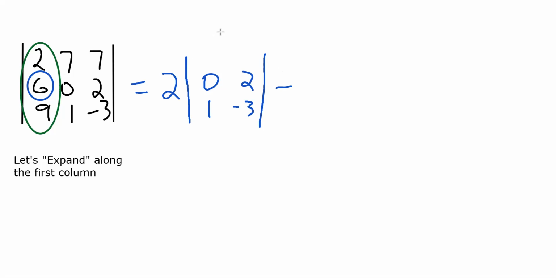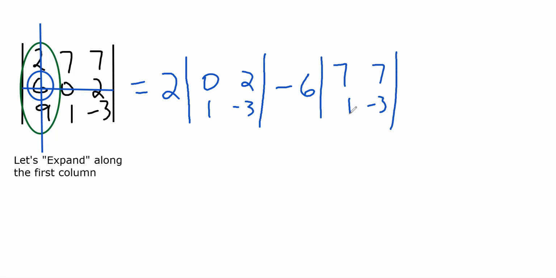Now we're on the 6. So I'm going to put 6, and this is going to get multiplied by what's left over after I delete the row and column that 6 was in. Again, a funky idea, but that leaves me with a matrix that's like 7, 7, 1, negative 3, and I need to take its determinant. So 7, 7, 1, negative 3. And whatever its determinant becomes, I multiply it by the minus 6, basically.